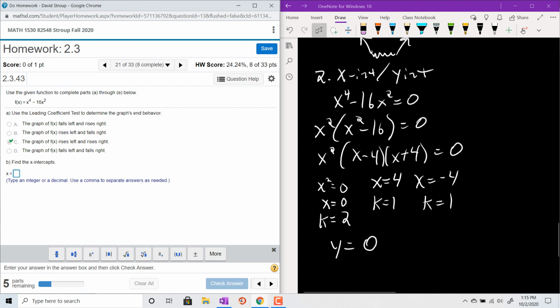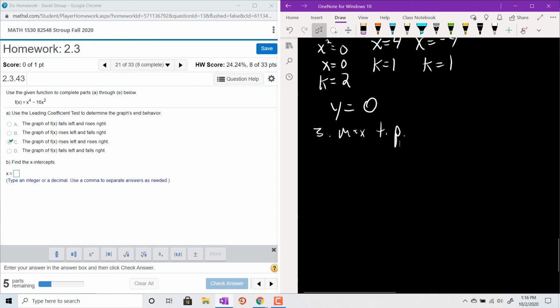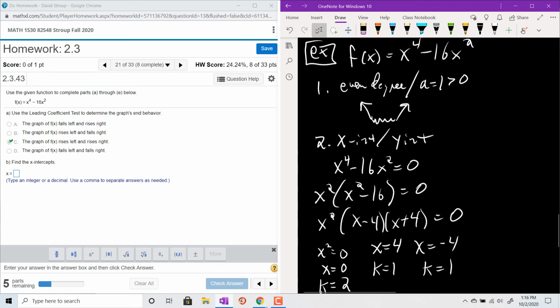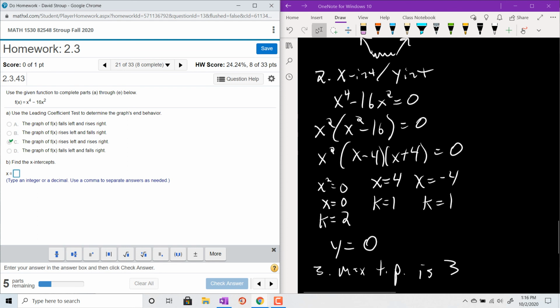Let's see what they want. They might want turning points as well. So the max number of turning points, max TP, is always going to be 1 less than the degree of the polynomial. Okay, so our degree was 4, so the max number of turning points is 3. Okay, and hopefully that'll get the job done. We'll be able to answer all the questions. Okay, so the x-intercepts again, 0, 4, and negative 4.